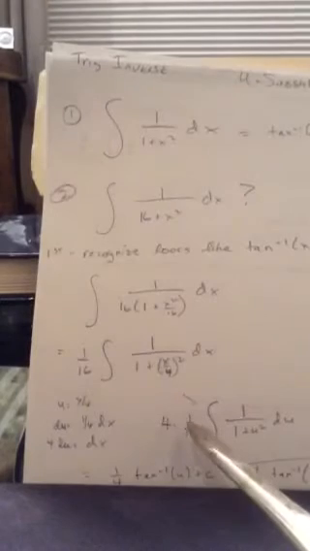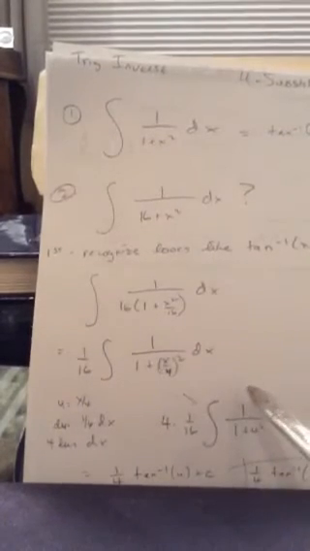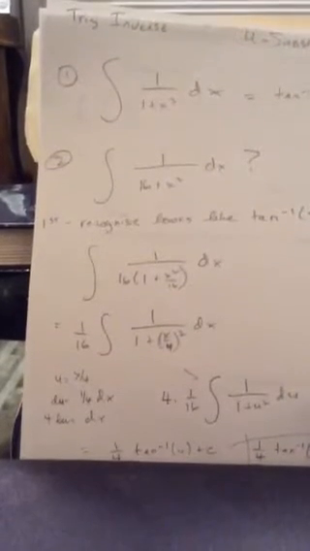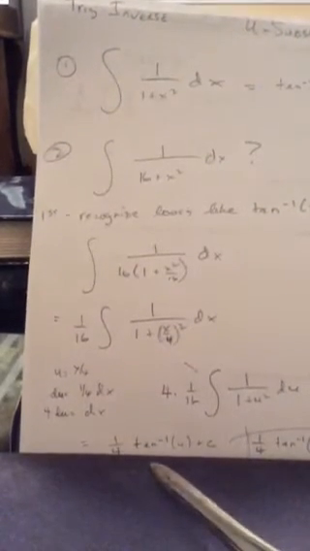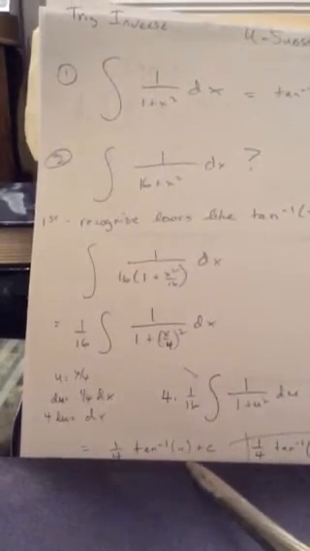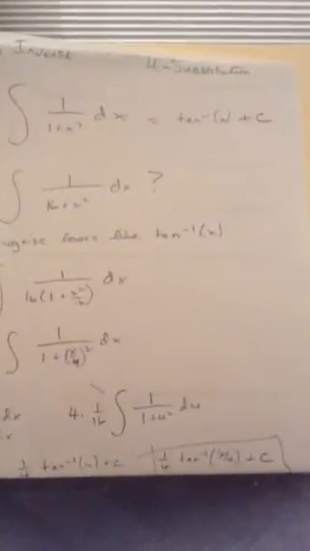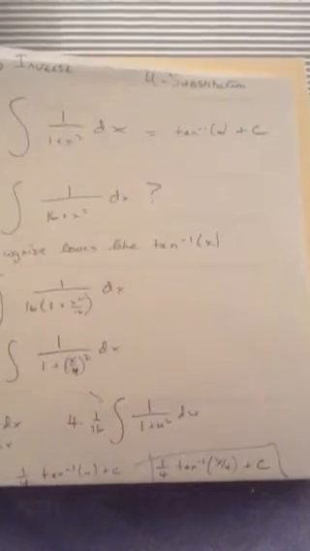Here's the 4, here's the 1/16, and now I have 1 over 1 plus u squared du. The antiderivative is 1/4 tangent inverse of u plus c. Last step, plug in x over 4, and here's your answer. But you're not done there, because you should do a check.